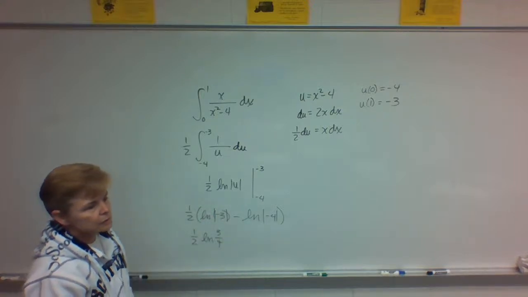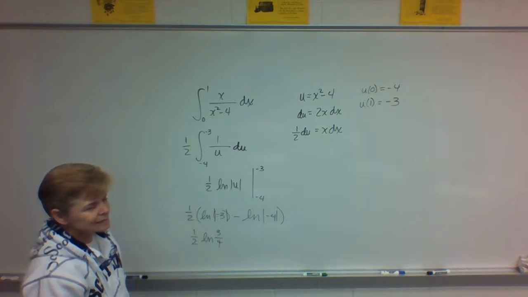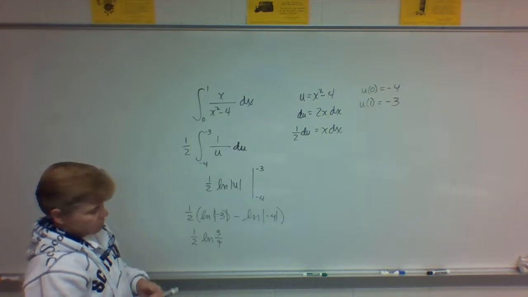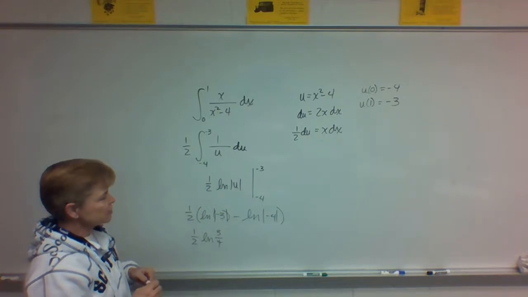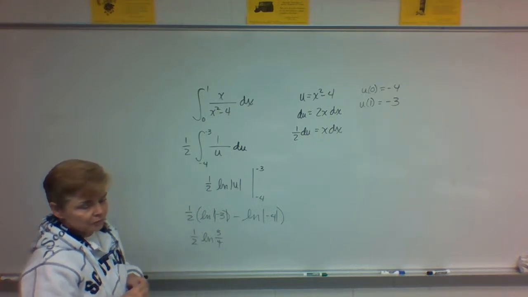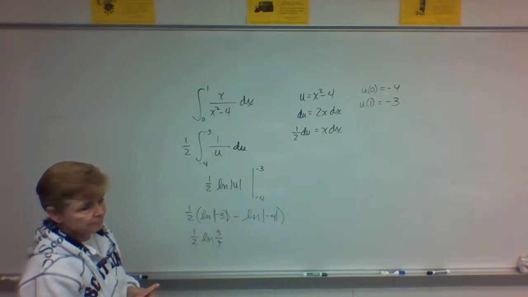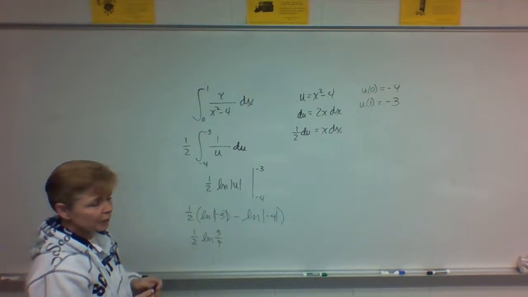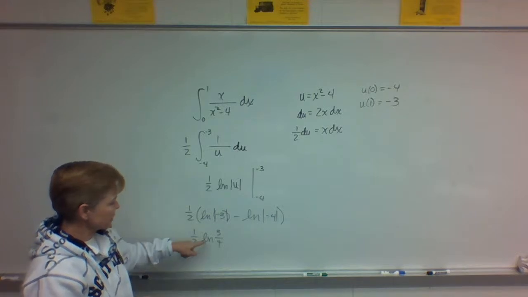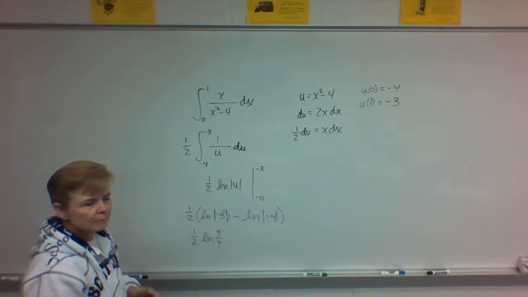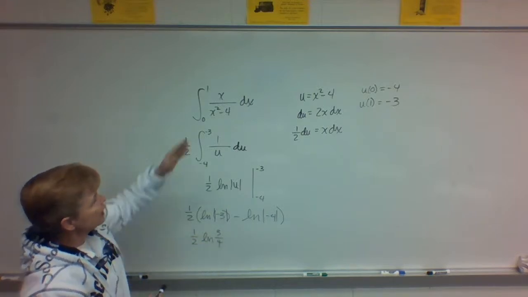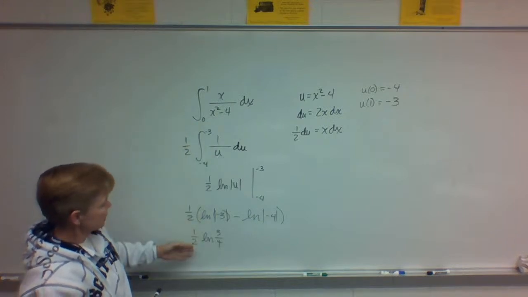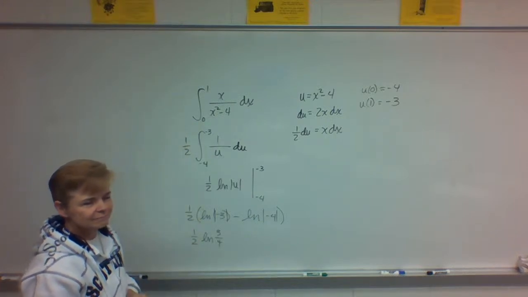Wait, how do you do that? Oh, you can do the minus. Differences of logs end up being the log of a quotient. That's cool. And that is a number. It's just a plain old number. It's a negative number because the log of 3/4 is negative. So the area under this curve from 0 to 1 is 1/2 log 3/4. Interesting.